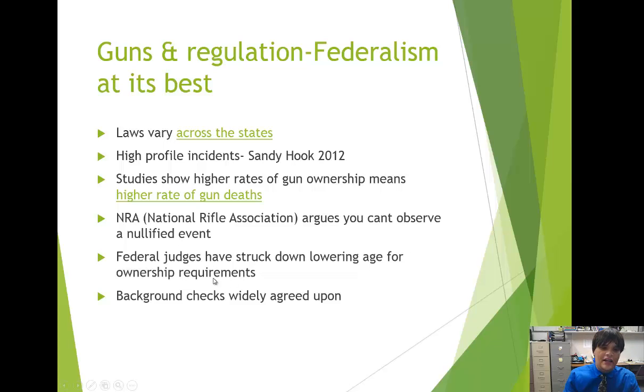That being said, continually federal judges have struck down lowering the age for gun ownership requirements. So the federal government doesn't really tend to have a trend of supporting gun regulations. However, in the American public, usually around 80% tend to favor background checks. That tends to be widely agreed upon.